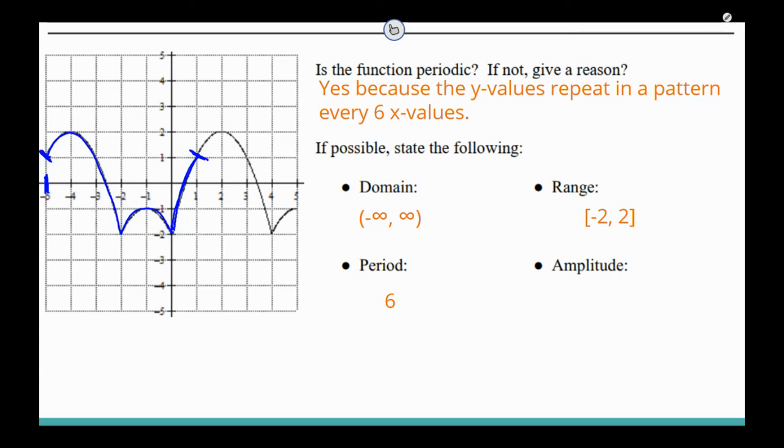And then the amplitude, remember, is half the distance between the smallest and the largest y value. So between -2 and +2, there's 4 numbers. Half of that would be 2. So your amplitude is 2.